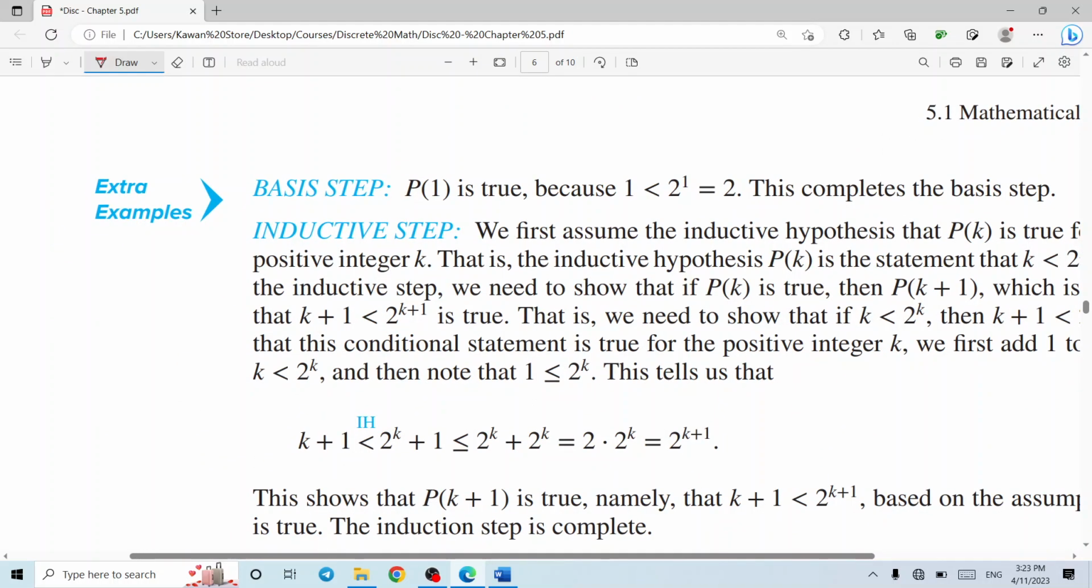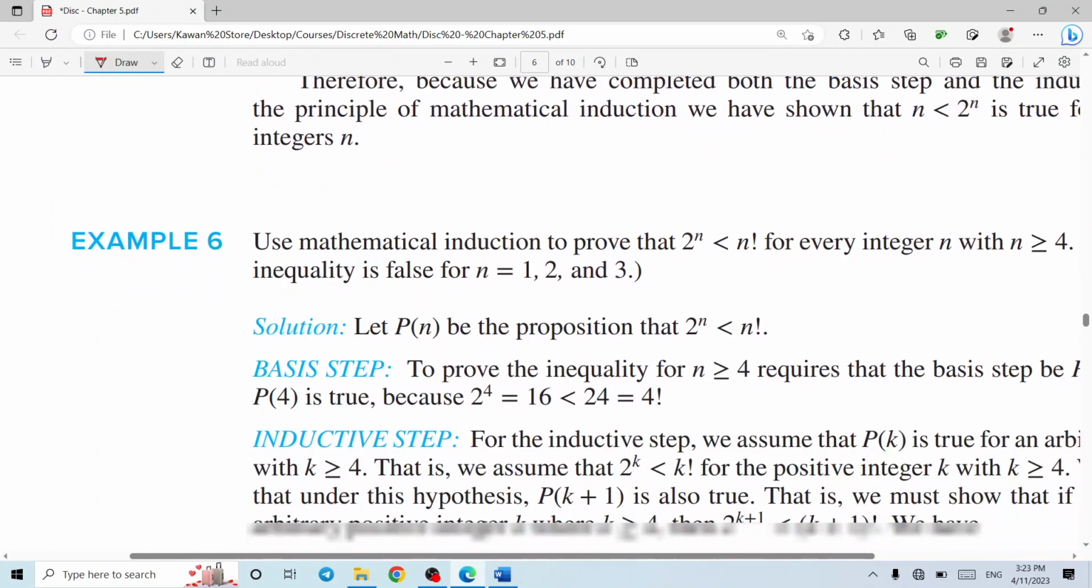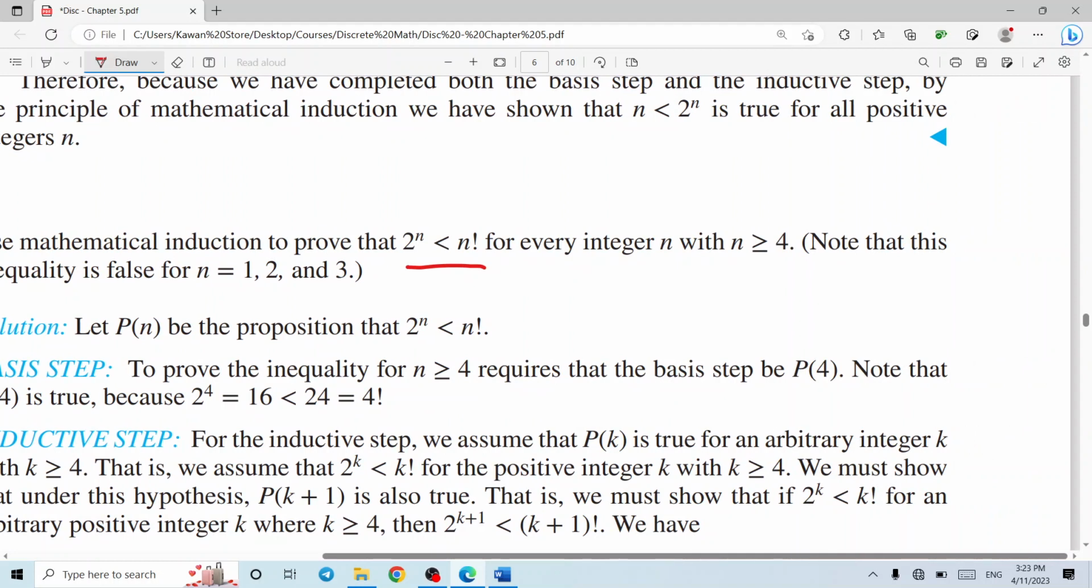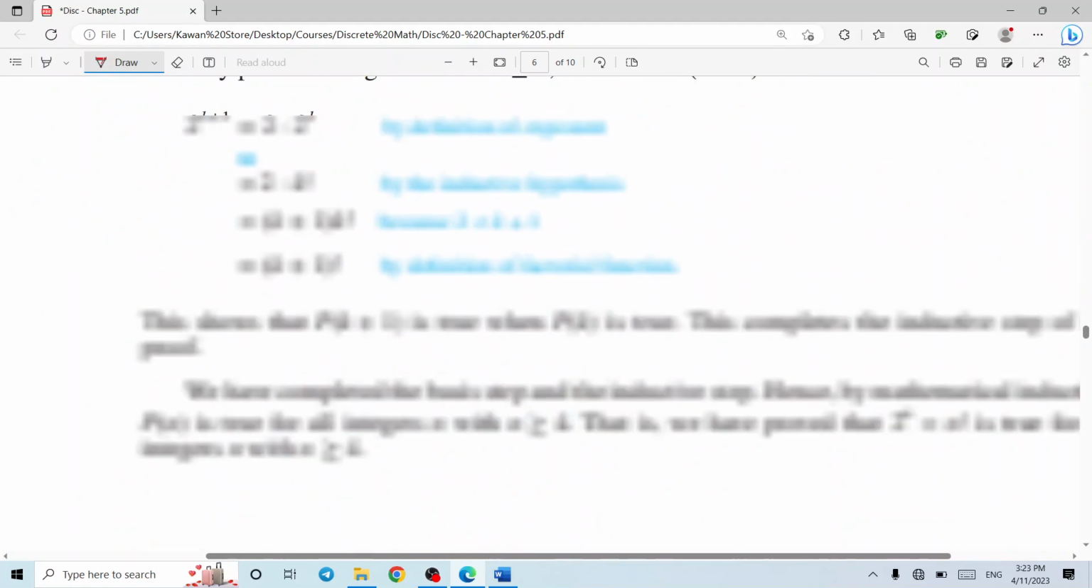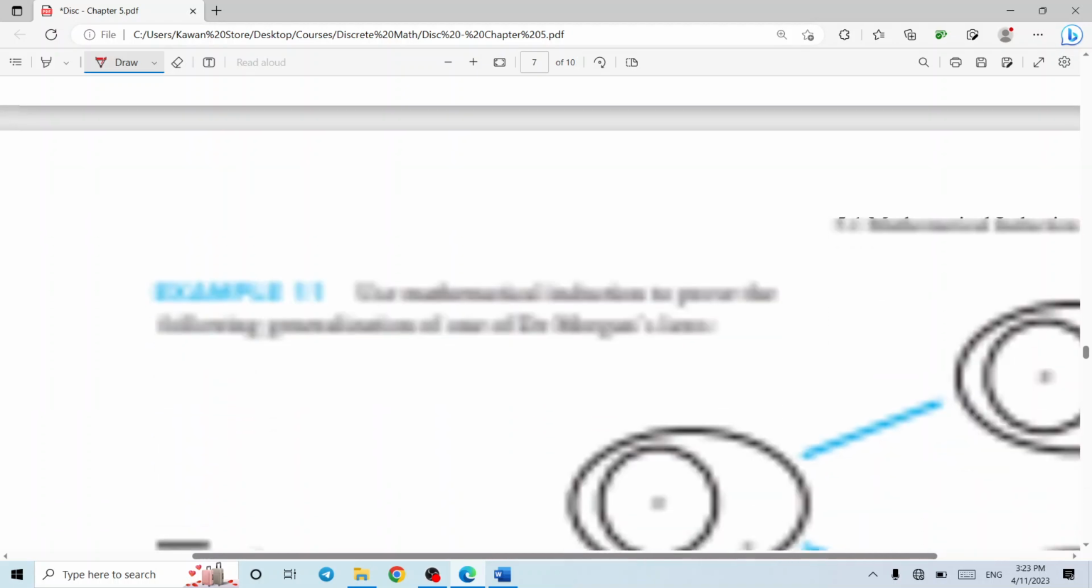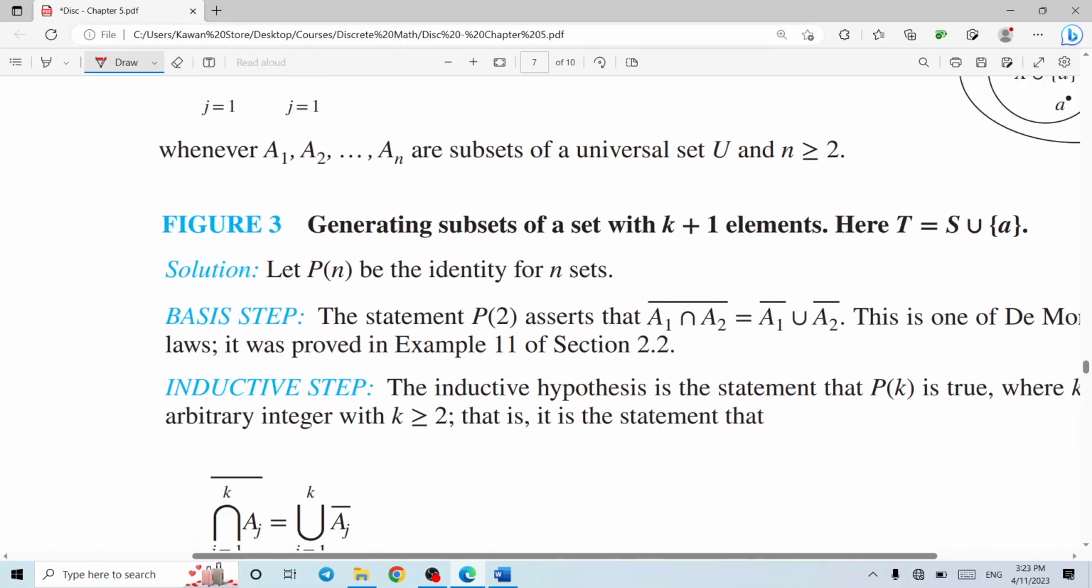Now, of course, example number 6 will be for you. Homework. But careful and start from where? Yeah, start from 4, right? So instead of P1, I should start with what? 4. Understood? That's a problem that we have. That's a little bit of change. Last example.